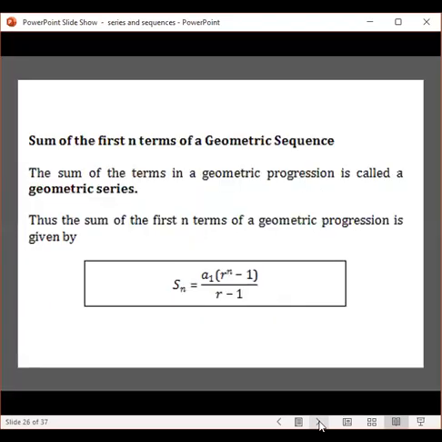Let's proceed with the sum of the first n terms of a geometric sequence or geometric progression. So earlier we discussed the sum of the first n terms of the arithmetic progression. This time we'll proceed with the geometric progression. So we have here our formula, S sub n is equal to a sub 1 times the quantity of r raised to n minus 1 over r minus 1.